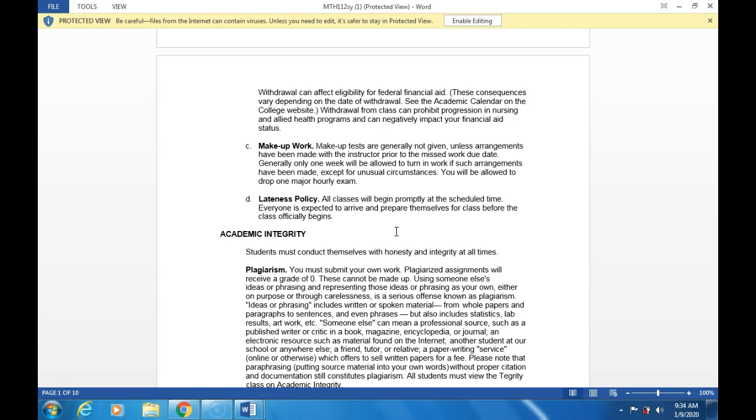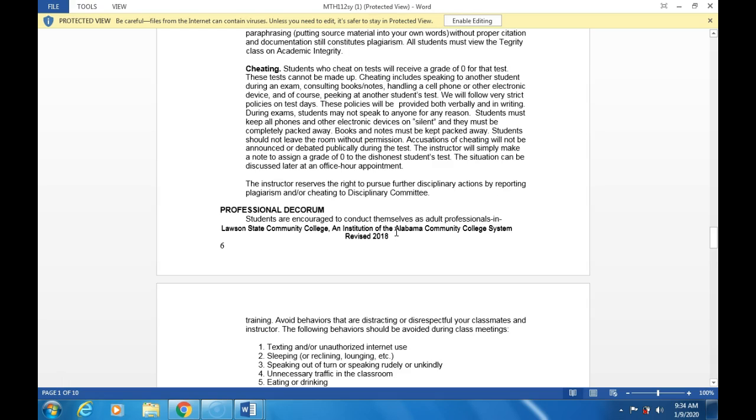Academic integrity. Here's the policy again. Let me summarize: don't do it, okay? You can read all this, but don't do it. Cheating, let me summarize. Don't do it. Do your own work. It's not helping you to cheat. You won't learn the material that way, okay?